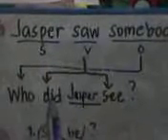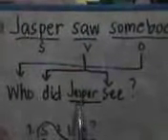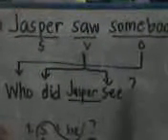Your verb is only one and it's not a be verb, so you're going to use do, does, did. We use did because this is past. And then did comes with the base form. The base form of saw is see. And then the subject is in the middle. So, who did Jasper see?